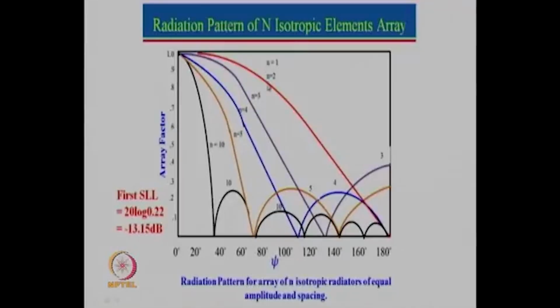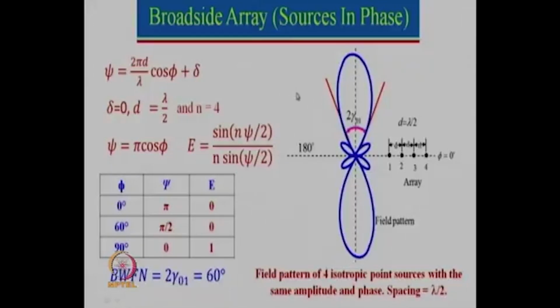So now from here we can find out various things, such as where the different nulls will be. But before that, let us look at what happens if we change the phase for a number of elements. So we will take a case here where we have 4 different elements.